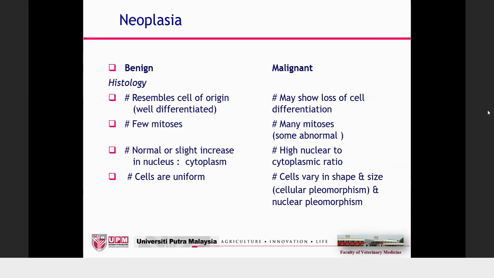There are numbers of mitotic cells, as well as a high nuclear to cytoplasmic ratio, with cells varying in shape and size. We call it cellular polymorphism and nuclear polymorphism. This is just a basis of benign and malignant tumors. I mean, it's for you just to recall what we have learned, but to me it's very important, the criteria for us to differentiate between benign and malignant.